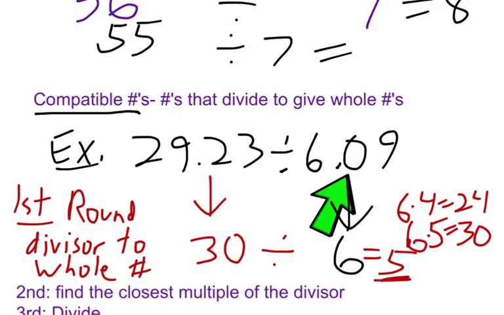First we round the divisor, that means the second number there, to a whole number. Think of the multiples that are really close to that dividend, and 6 times 5 is 30, so we had to round the 29 to a 30. And then we just divide them.